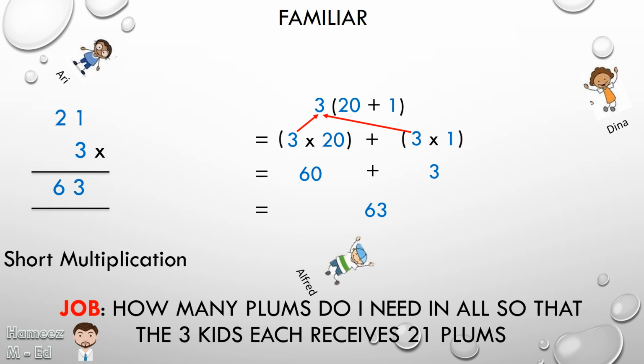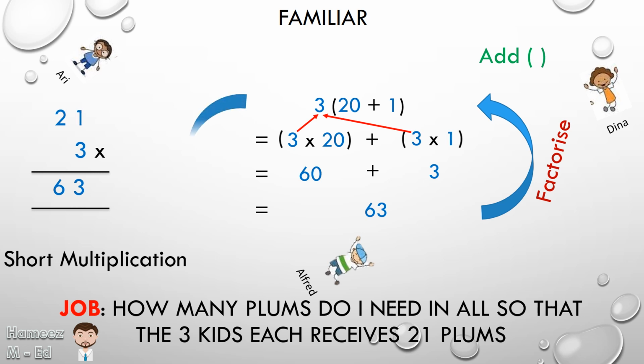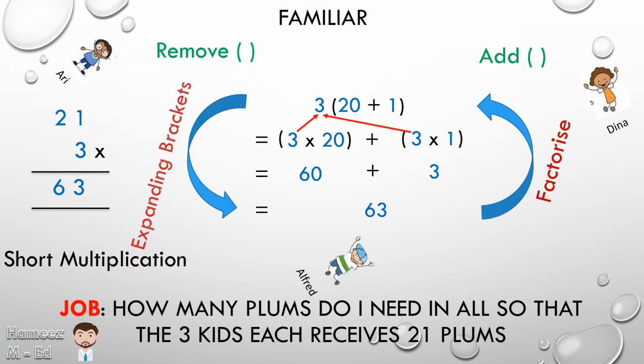Right? So what we did is we really looked at 63 and we moved upwards, right? Which means that we are adding brackets, right? And the word for that is factorize. And this is what we've been doing for the last few classes. If we're coming downwards, we start with brackets, so what we want to do is remove the brackets. When we remove the brackets, it's called expanding brackets, which is the purpose of our video today.